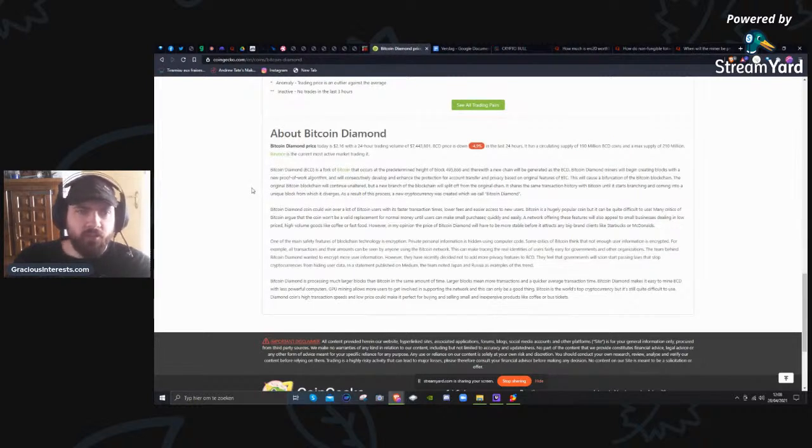So about Bitcoin Diamond, it is a fork of Bitcoin that occurs at a predetermined block height, so that's a little bit of side information. Just remember, it's a fork of Bitcoin. We'll be creating blocks with a new proof of work algorithm, so it deviates from the classic proof of work consensus protocol that Bitcoin works with, because it will develop and enhance the protection for account transfer and privacy based on the original features. So this part didn't really change.